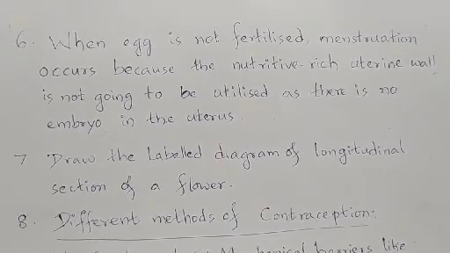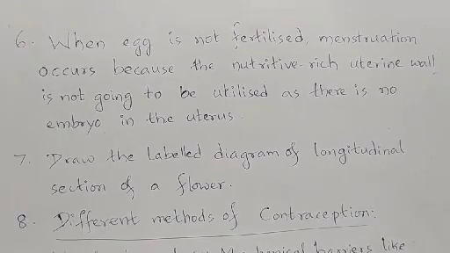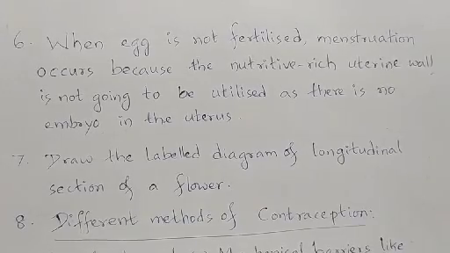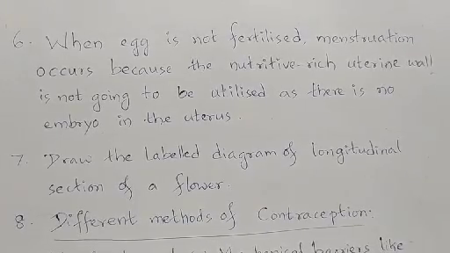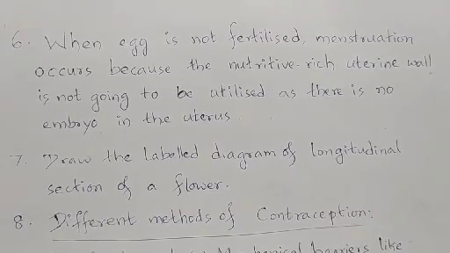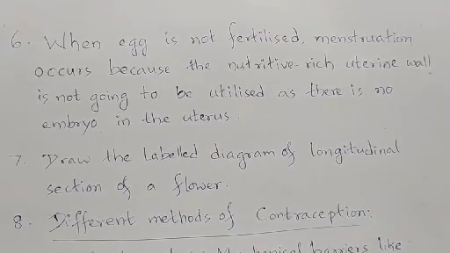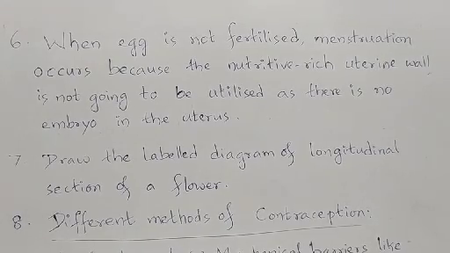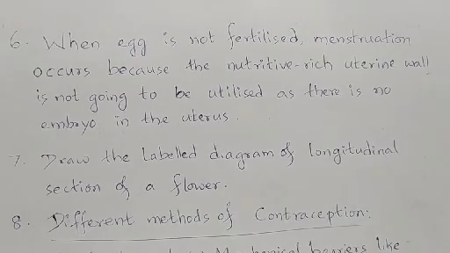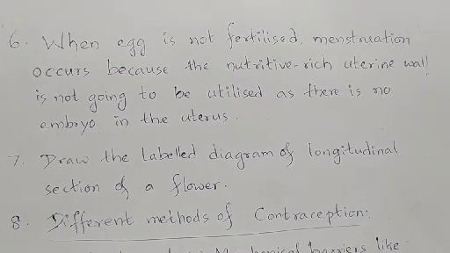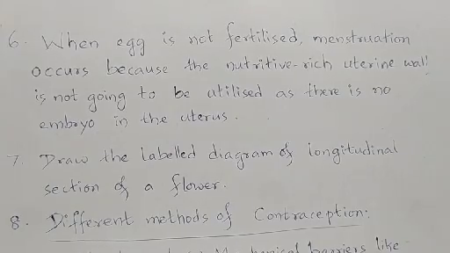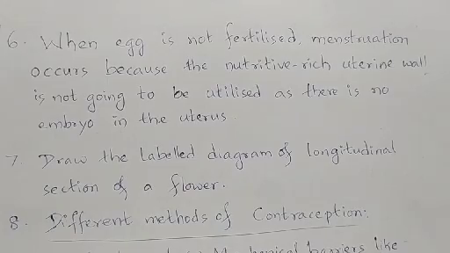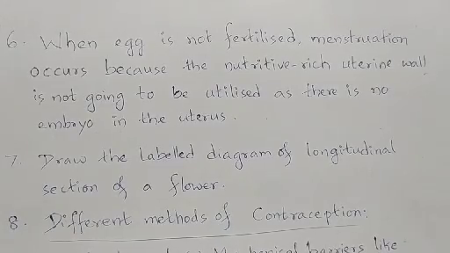When the egg is not fertilized, all this preparation is going to become a waste. And if it is preserved for the next month, it causes infection. So when the egg is not fertilized, this entire preparation of the uterine wall gradually starts shedding. This gradual shedding of blood and mucosa from the uterine wall, since the uterus has not received any fertilized egg, is known as menstruation. When the egg is not fertilized, menstruation occurs.